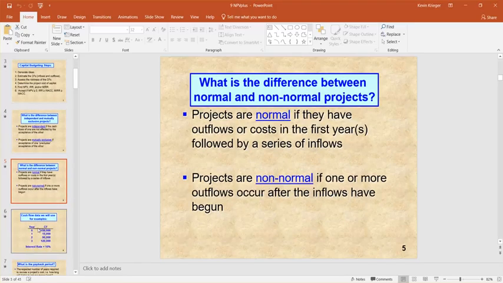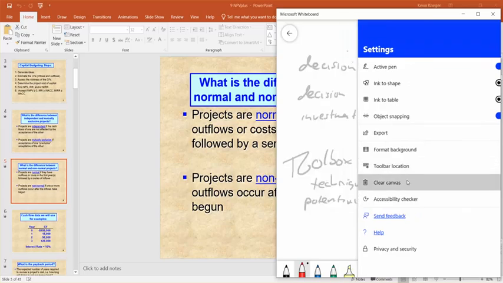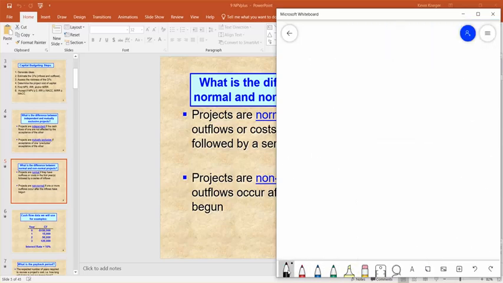And then a little more vocabulary here. Projects are normal if they have outflows or costs in the first year and a series of inflows later. Projects are non-normal if one or more outflows occur after the inflows have begun. This is your book's way of saying this, and the shorthand is basically true, but I need to give you a little more detail about this. Let's do it via example.